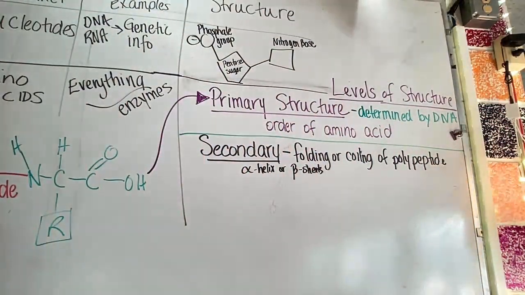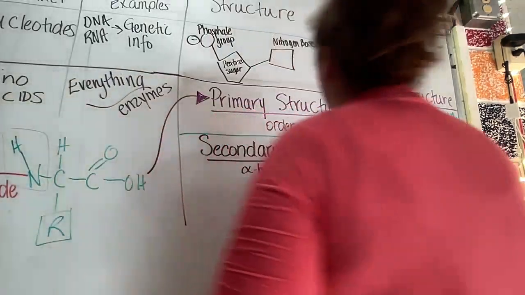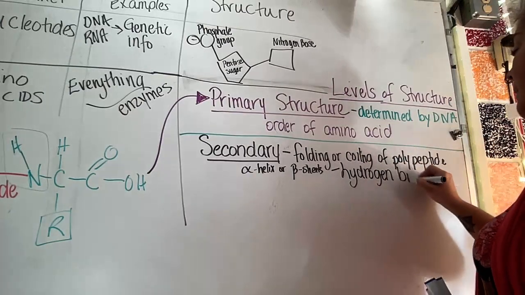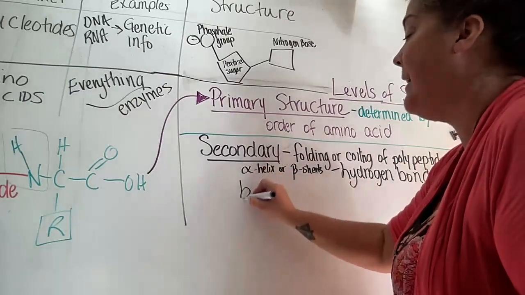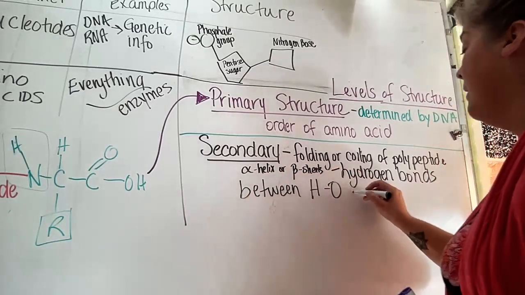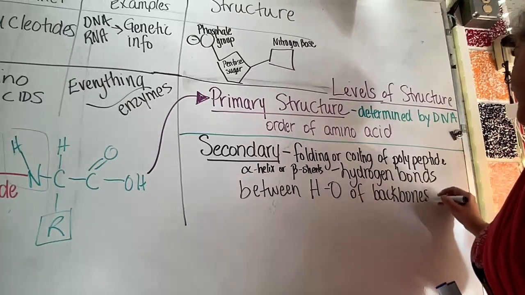Now, I'm going to show you guys something. I think I showed you this in lecture, but we're going to play with it more today. It has to do with the interactions between the backbone of the polypeptide. So the NHs, the H's from the N, are going to interact with the O's. So I'm going to write here hydrogen bonds between H and O of the backbone of the amino acids. And we're going to explore that more today.